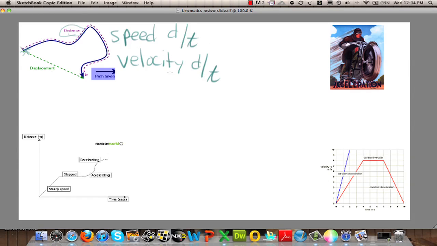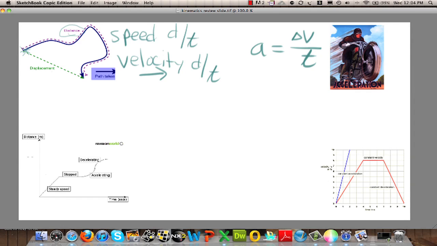Okay? And the only really other difference in velocity is it has a direction. So it has a direction in which you are traveling. Velocity, displacement over time, direction in which you're traveling. Acceleration was our final word that we used, and acceleration is how fast you are changing your speed or velocity. And we get change in velocity, delta means change in, all over time.